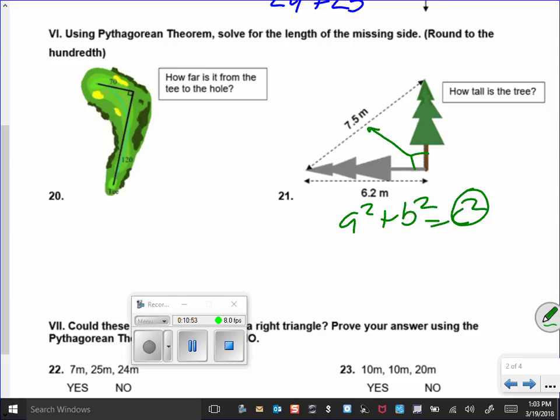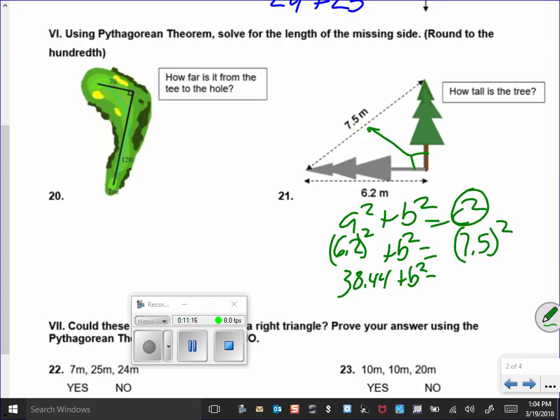So we have 6.2, we're going to drop that in for a, 6.2 squared, and we also have 7.5 squared. And then we'll go ahead and do some nifty math. 6.2 squared is 38.44. And that's going to be equal to, we've got to add our b squared, 7.5 squared, and that's 56.25, right? Then you're going to subtract 38 from each side.